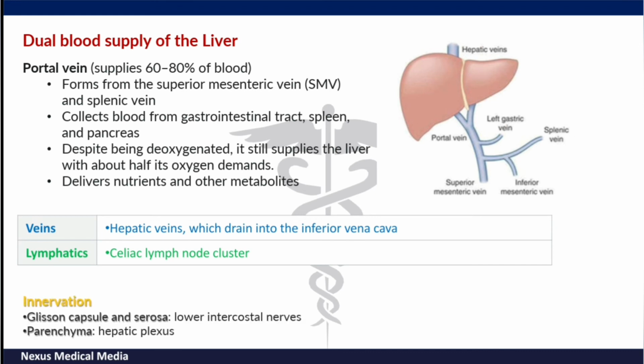Innervation. The Glisson capsule and serosa are innervated by the lower costal nerves. So this is very important because the liver parenchyma itself is innervated by the hepatic plexus. You know, there is no pain sensitivity in the parenchyma, but the capsule which surrounds the liver has pain receptors.